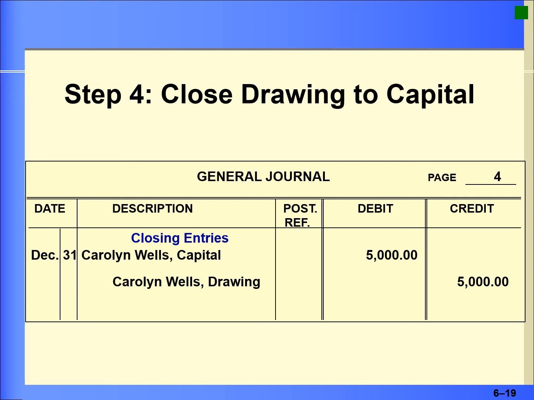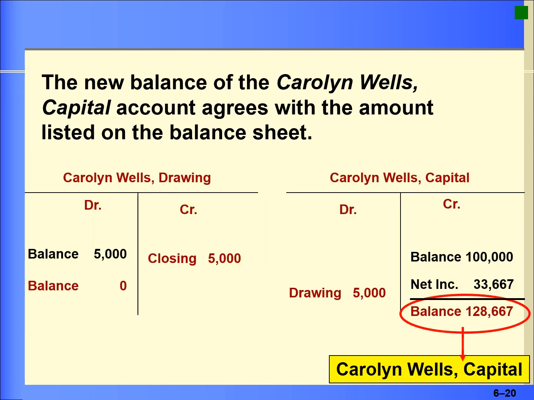And here's the formal journal entry, debiting the capital and crediting the drawing. And that's the last step in the closing process. Now note, if you go to the capital account in the ledger, notice you had $100,000. There's the net income transfer, there's the drawing transfer, and now the ending balance is $128,667.